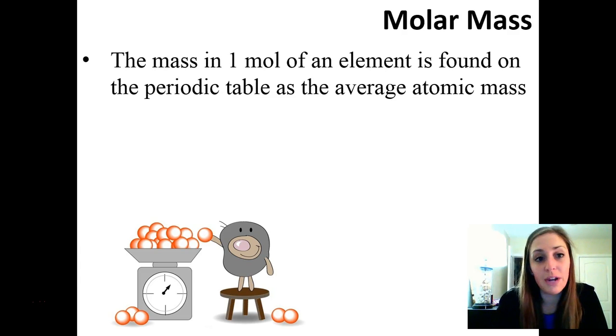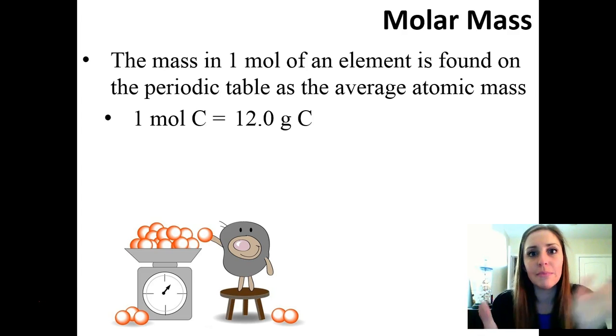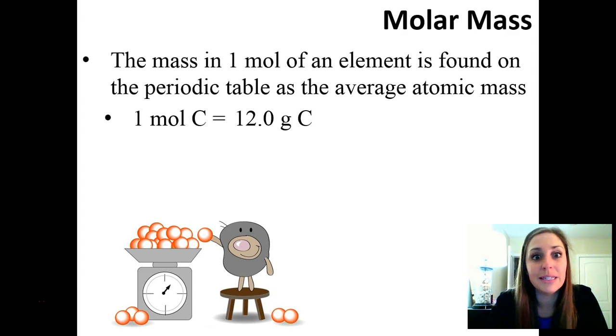So the mass of one mole of an element is found on the periodic table as the average atomic mass. Remember, this had to do with different isotopes, different numbers of neutrons, but luckily we're finding all those different types in any given sample. So go ahead and find carbon on the periodic table. What's the mass of one mole of carbon? Well, what's the atomic mass? It's 12.0, but now we use grams instead of atomic mass units because we're talking about a lot of them. So we're talking on the human scale.